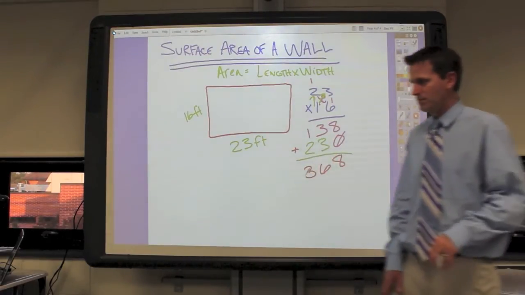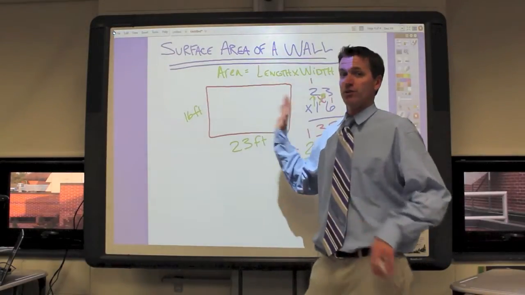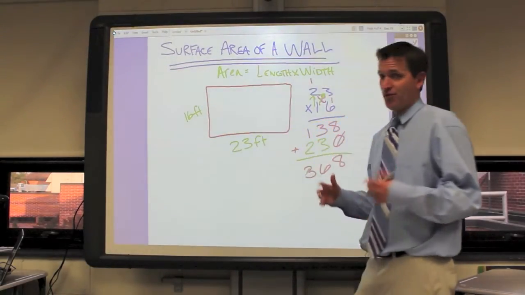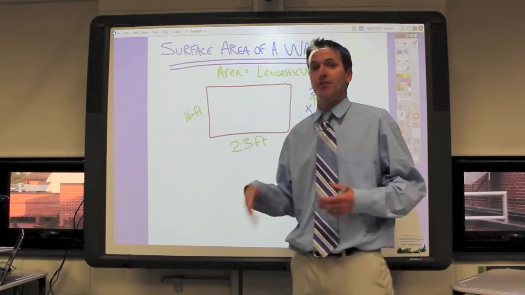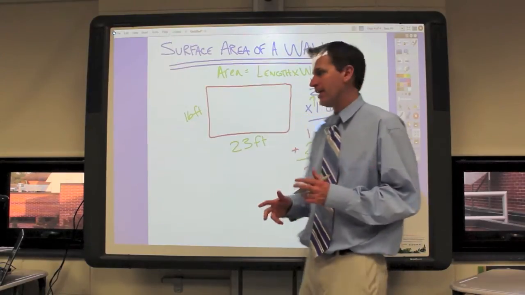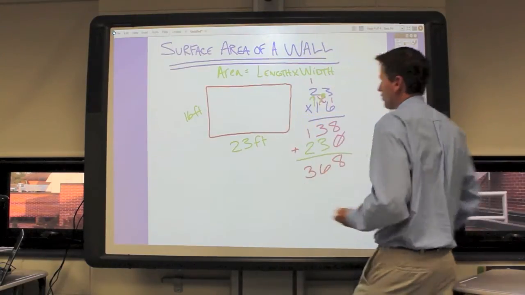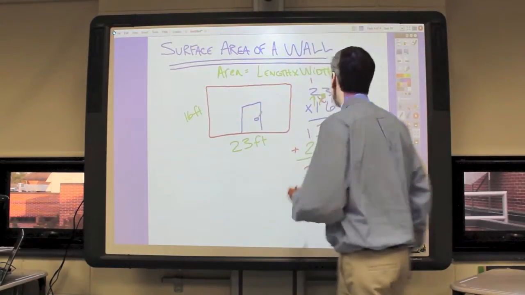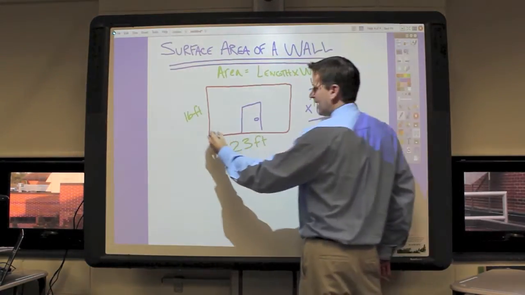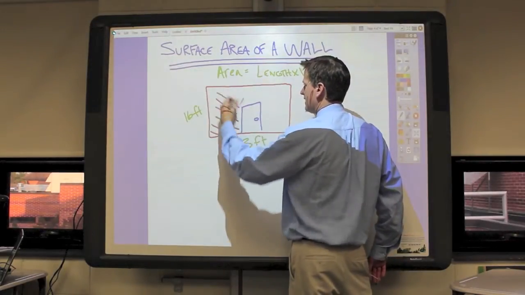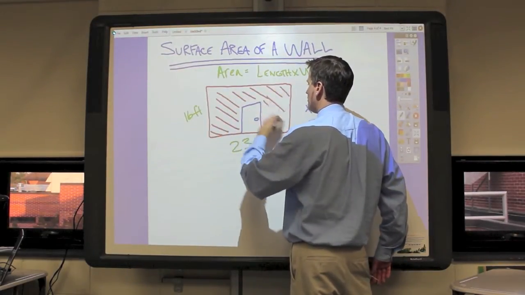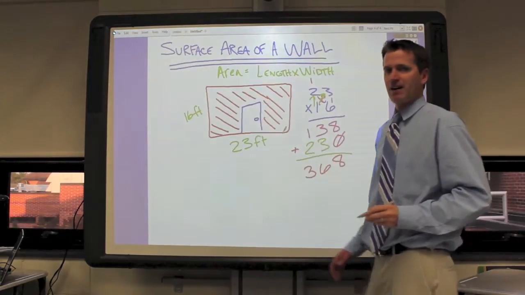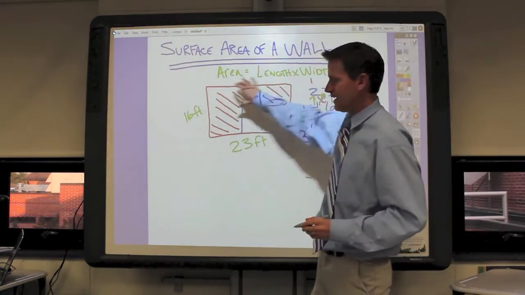Now, this is all well and good if your wall doesn't have anything, but you realize that most walls are going to have something. It might have a door, it might have a window, all right? So what we're going to do is this. We're going to draw in a door here. And what happens is we're going to be painting. If we were painting this, we wouldn't paint the door. Okay, we would go around the door. So we have to find out what the surface area of this area is.